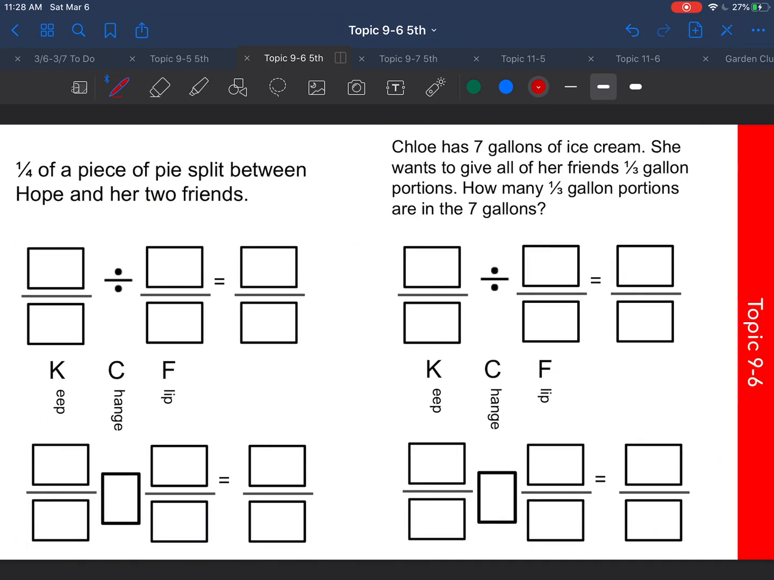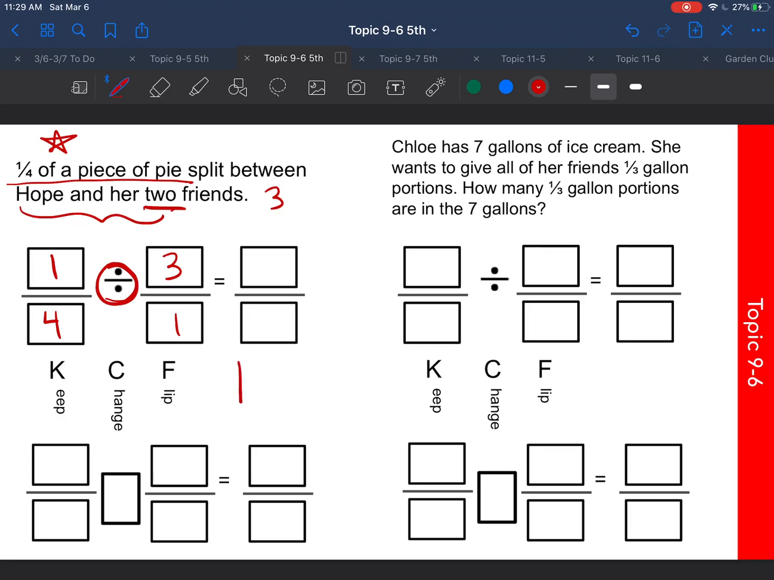This one says 1/4 of a piece of pie split between Hope and her 2 friends. So again, what is being shared? Well, what's being shared is the 1/4 piece of pie. So 1/4 goes first in our division problem, and the pie is being divided among how many people? Well, don't get confused by just 2 friends. It's Hope and her 2 friends. So 3 total people, but we want to write it like a fraction, so it will be 3 over 1.